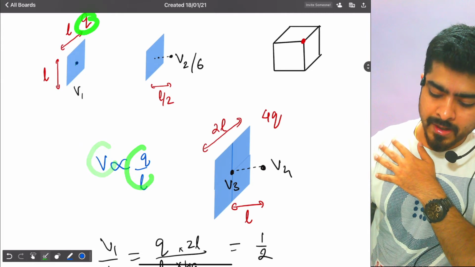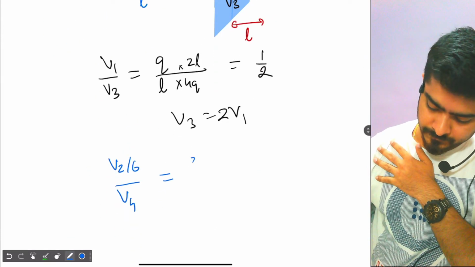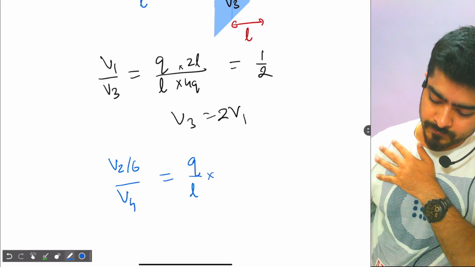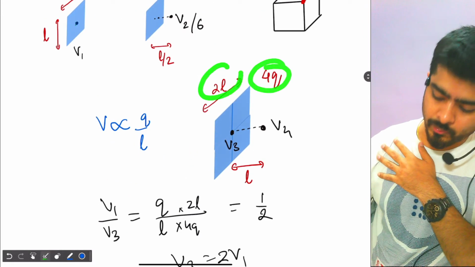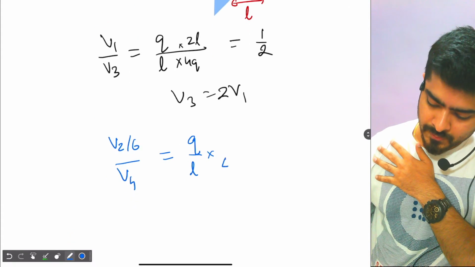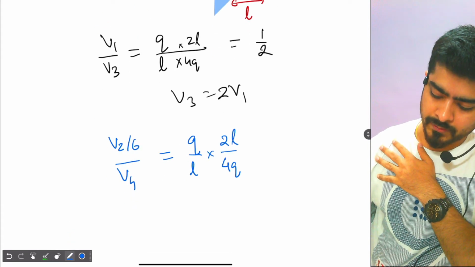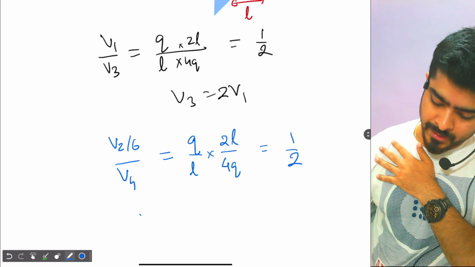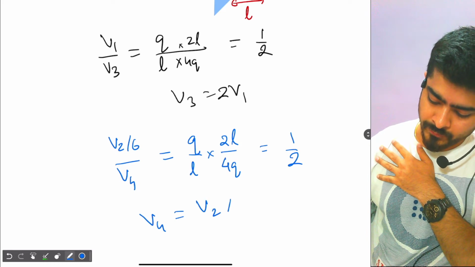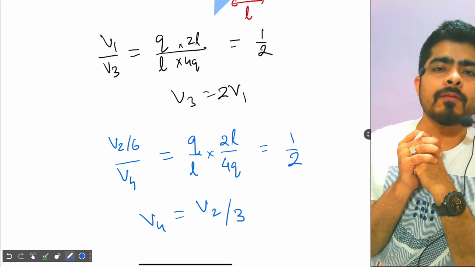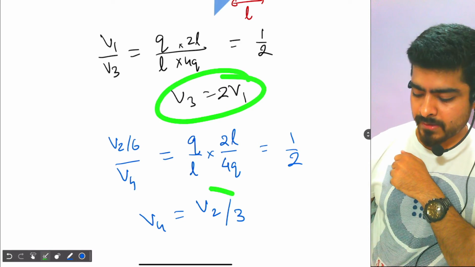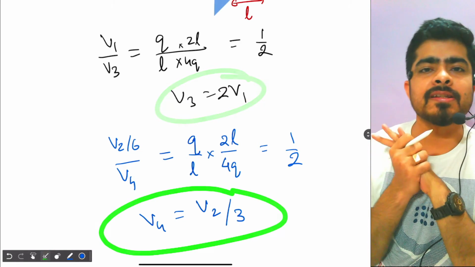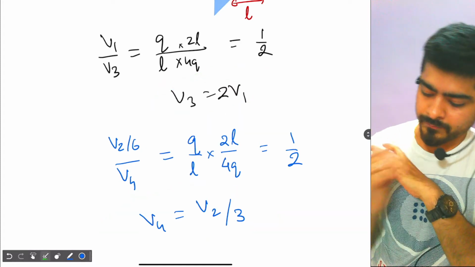V is proportional to Q by L. So Q by L, into, for V4, what do we get? 4Q by 2L. So this is equal to again 1 by 2. So V4 is equal to V2 by 3. Here the potential is getting doubled. Here also the potential is getting doubled.